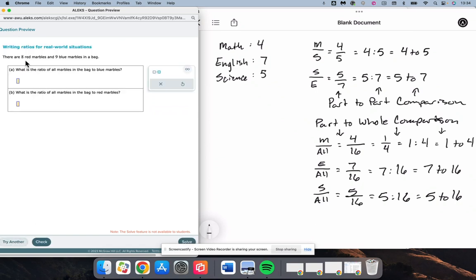Okay. We have 8 red marbles and 9 blue marbles. What is the ratio of all marbles to blue? So all to blue, all is going to be first, blue is going to be second. 8 plus 9 is 17, and blue, there are 9. Then ratio of all marbles to red marbles. So 17 for all marbles, 8 for red marbles.